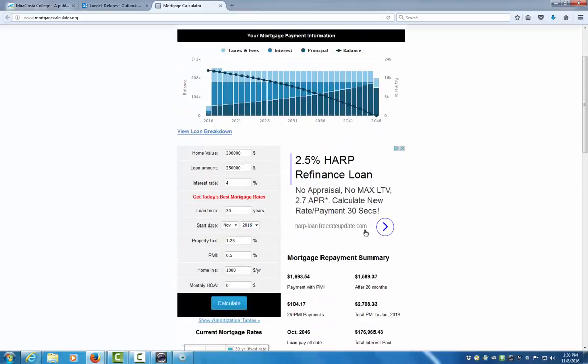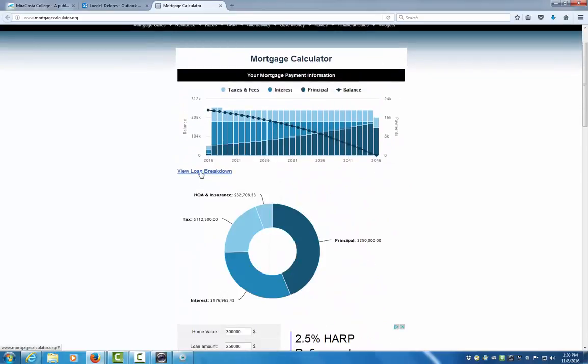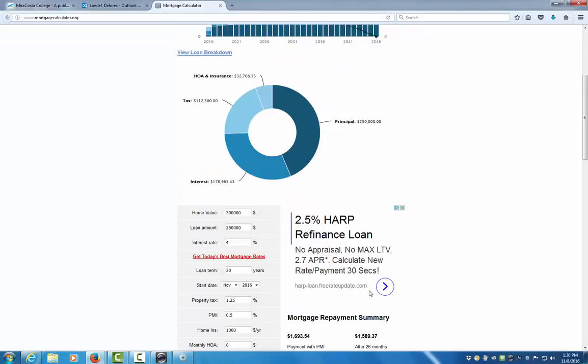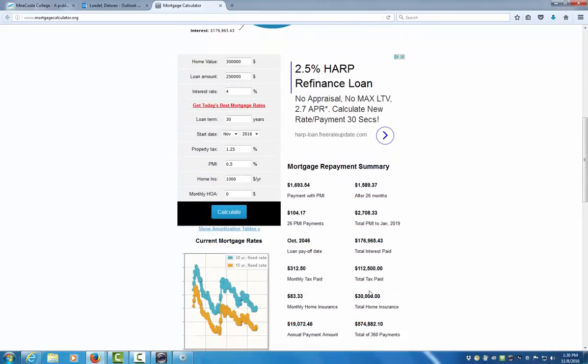You can also do a view loan breakdown, and it's real nice because it gives you a little diagram of how much of what you're paying back is what. So you can see the $250,000 of principal is just a small piece of everything that you're going to be paying. And then you can go in and look at some more details.